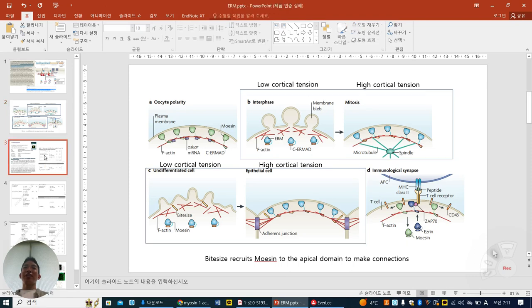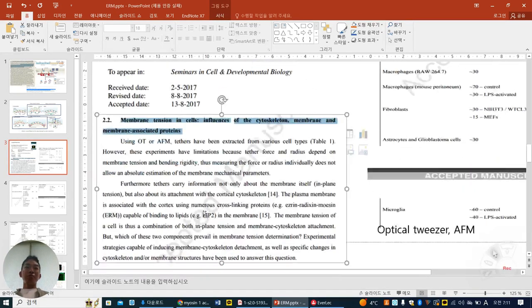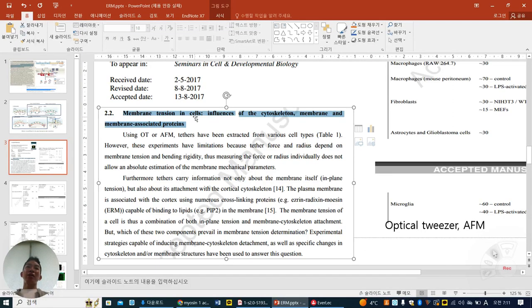Okay, under this question, I want to share one article. Here they mentioned that membrane tension in a cell is influenced by the cytoskeleton, the membrane, and membrane-associated proteins. When we simply think about membrane tension, we can only imagine the lipid membrane tension itself. But here they mentioned that if we measure the membrane tension, three things are combined. One is the cortex cytoskeleton just below the cell membrane. The other is the membrane itself, the membrane composition or lipid fraction. And the other is membrane-associated proteins, including ERM protein.